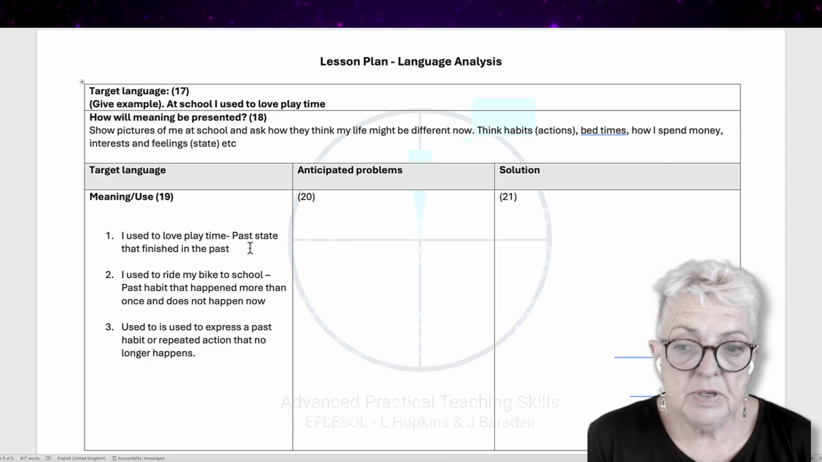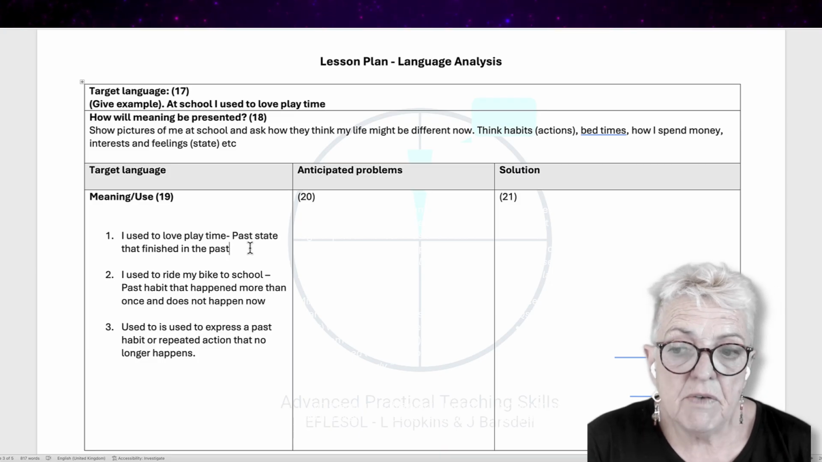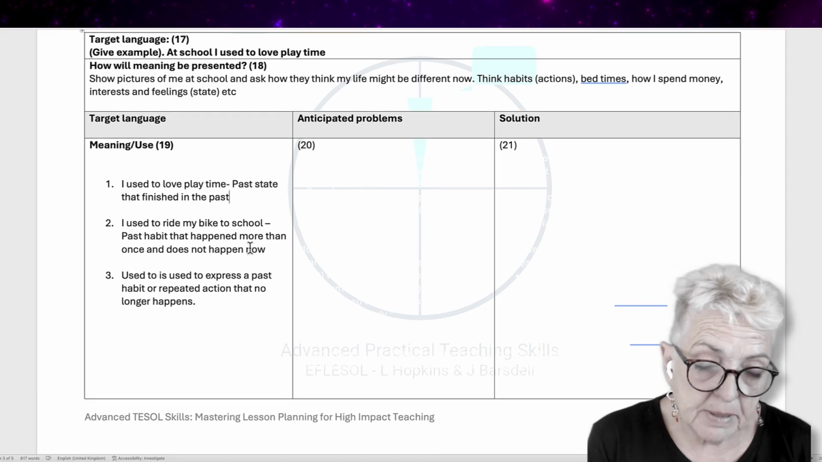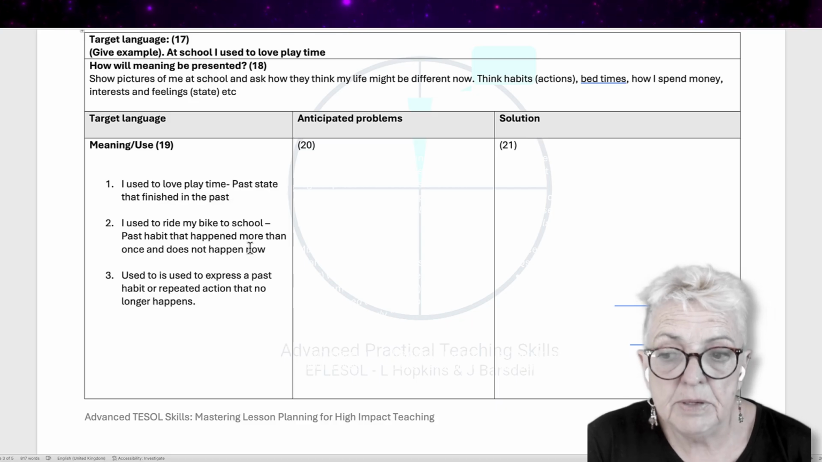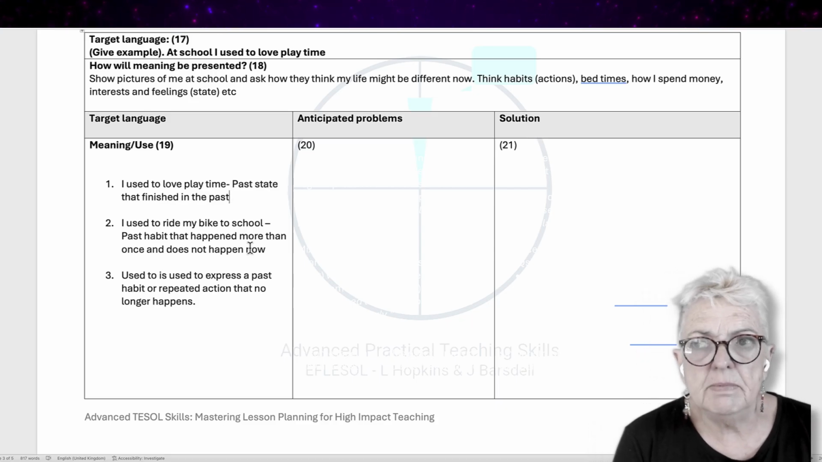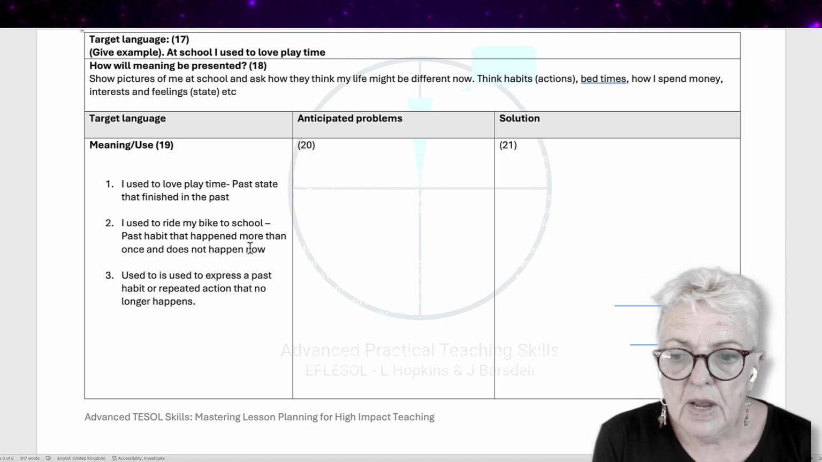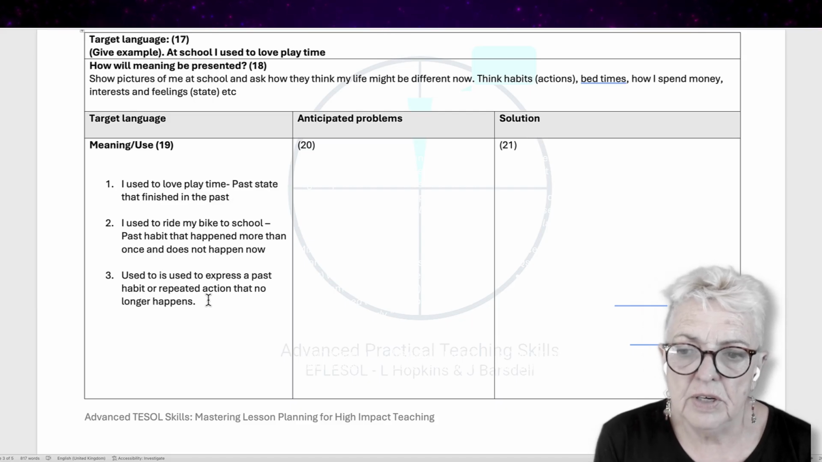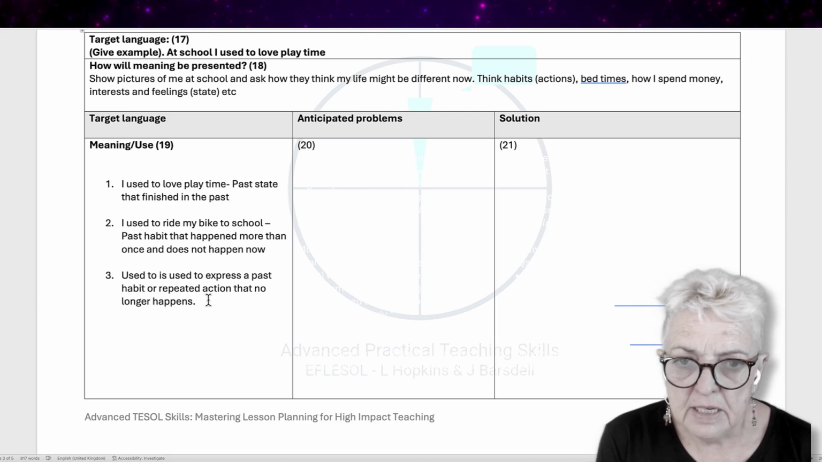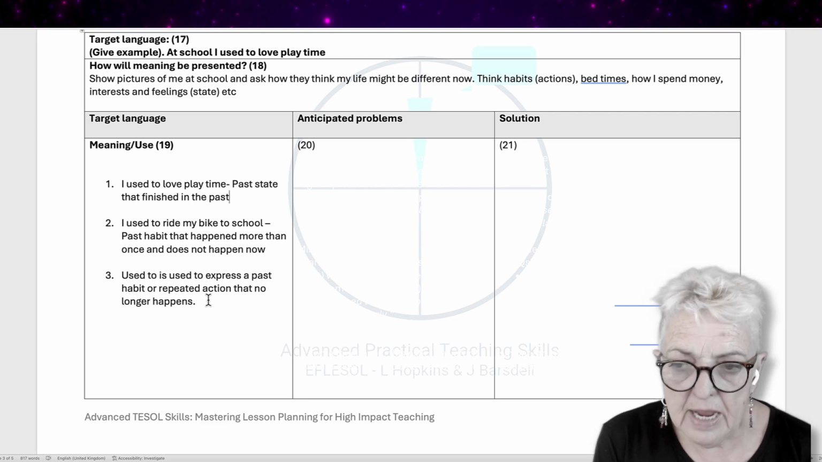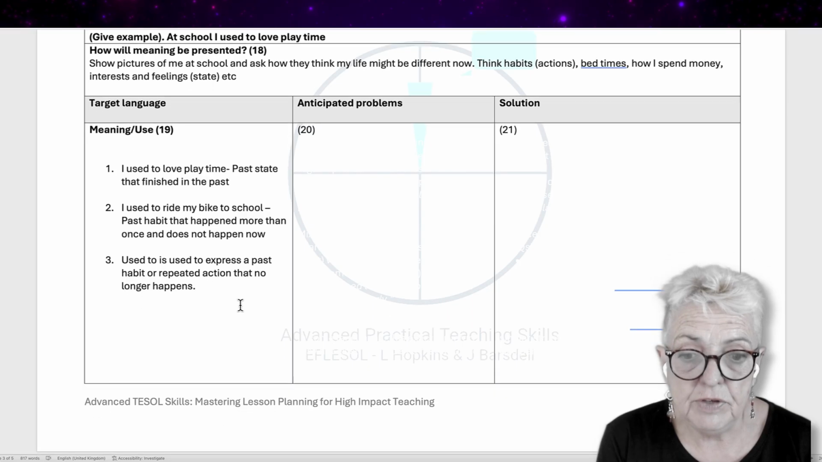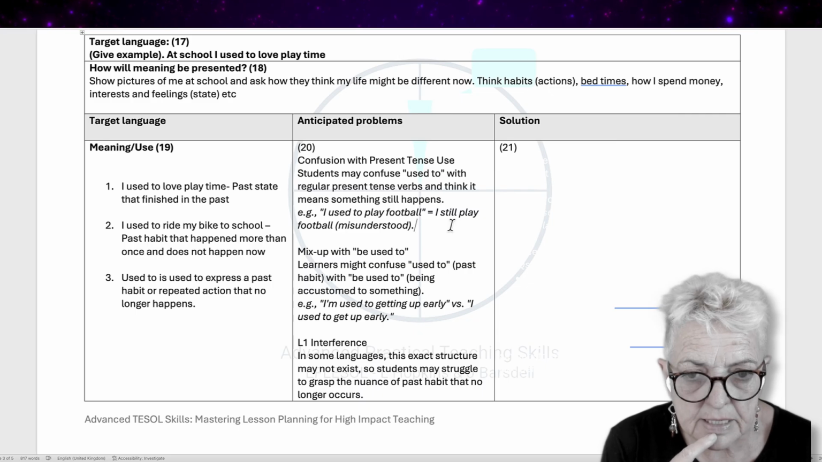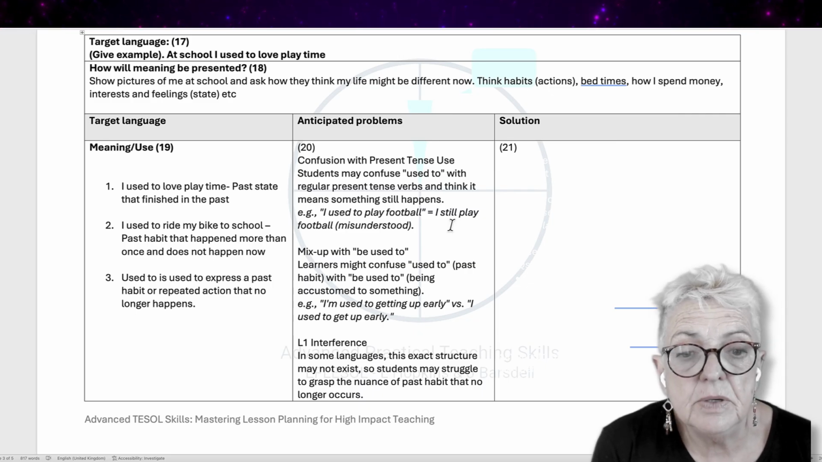It's a past state, so it means it's a state that finished in the past. I used to ride my bike. It's a past habit as opposed to state, and it doesn't happen now. But also, if it was habit, it infers automatically that it happened more than once. And used to express a past habit or repeated action that no longer happens. It's a bit of repetition there, but that gives you the idea. So essentially, that is the core meaning of used to. Okay, so students may confuse used to with regular present tense verbs and think it means something that still happens.